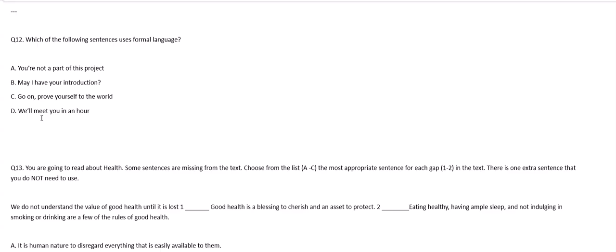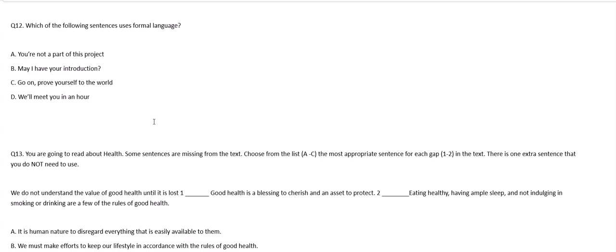See the fourth option, here also contractions are there. We'll meet you in an hour. Generally, in a professional way, we'd say we will schedule a meeting in an hour. Hence, this is also not formal. And the correct option is option B. Let's move on to the next question.